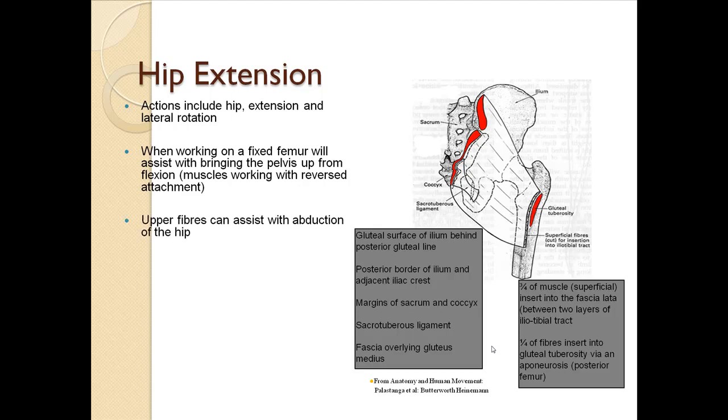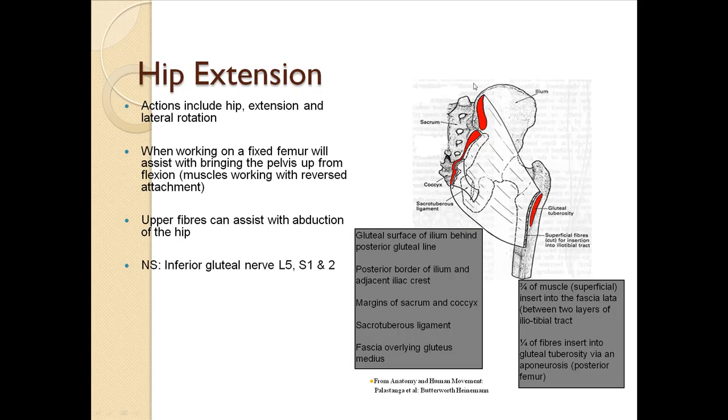As the upper fibers pass above the axis of rotation of the hip joint, which will be approximately here, these upper fibers may assist with the movement of abduction. Its nerve supply is via the inferior gluteal nerve, L5, S1 and S2.